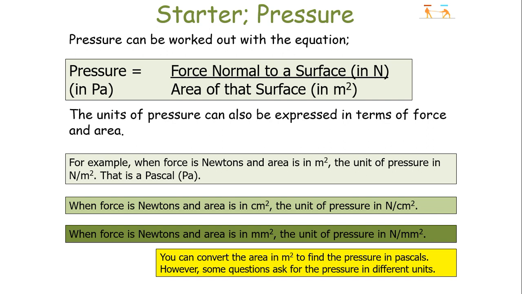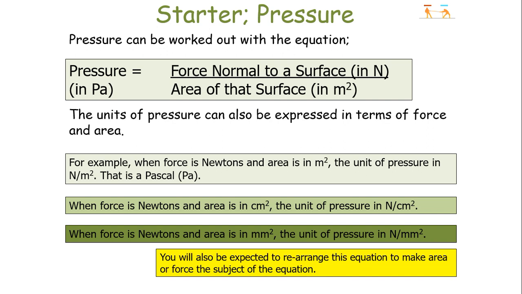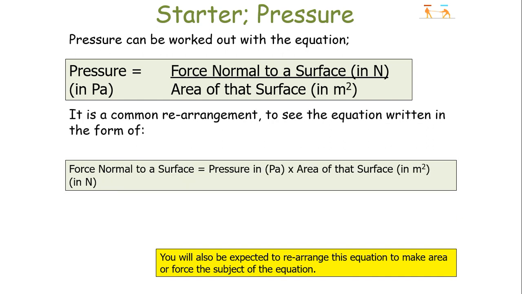You can convert an area given to you in a question into meters squared to find the pressure in pascals. However, some questions will ask for the pressure in different units, so just be aware of that. You'll also be expected to rearrange this equation to make the area or the force the subject of the equation. The most common rearrangement is that force normal to a surface is equal to pressure in pascals times the area of that surface in meters squared.